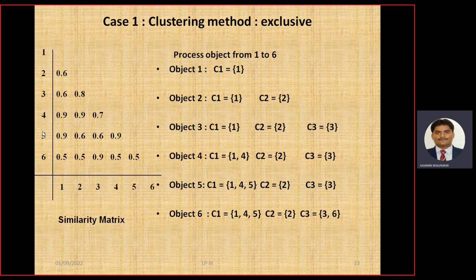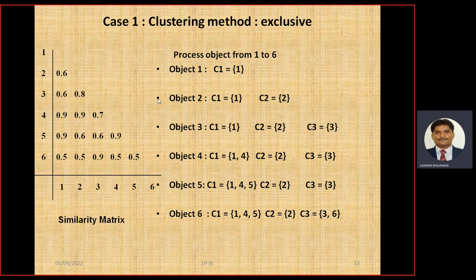Next, we'll consider object 5, and we'll compare this object 5 with the presently available clusters. Comparing with object 1, the similarity is 0.9, which is above the threshold value of 0.89. Because it satisfies the value, we are placing the object 5 inside C1, right? And we stop the process as it is the exclusive approach.